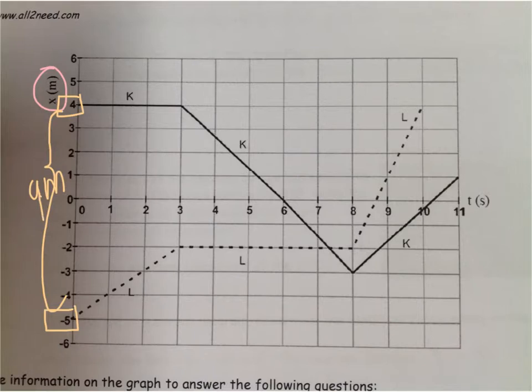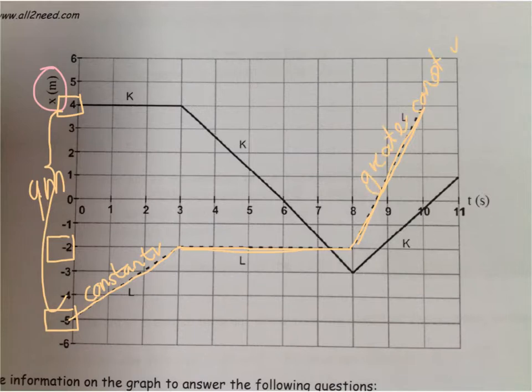What happens to L? L makes some forward progress, and he gets to -2. What's happened over here? He has had a constant velocity, and I could work out that velocity using the gradient. He then stands still in a constant position for that entire part, and then he goes forwards again, and can you see the gradient's much steeper over here? So this is a greater constant velocity. Again, I can work that out from gradient.